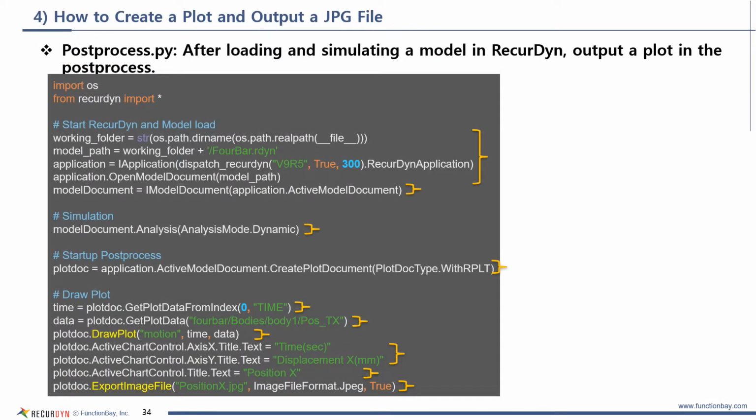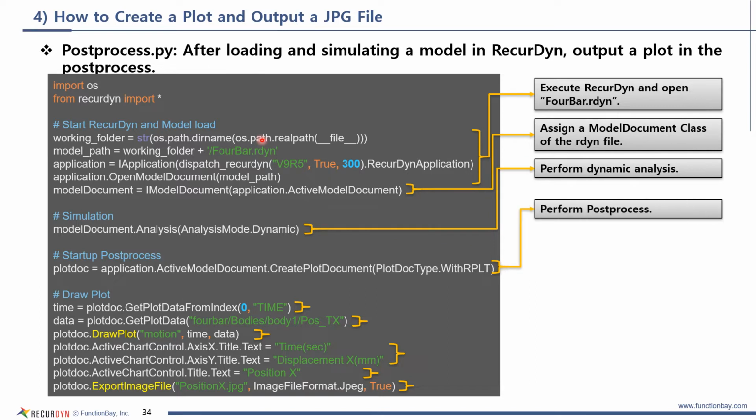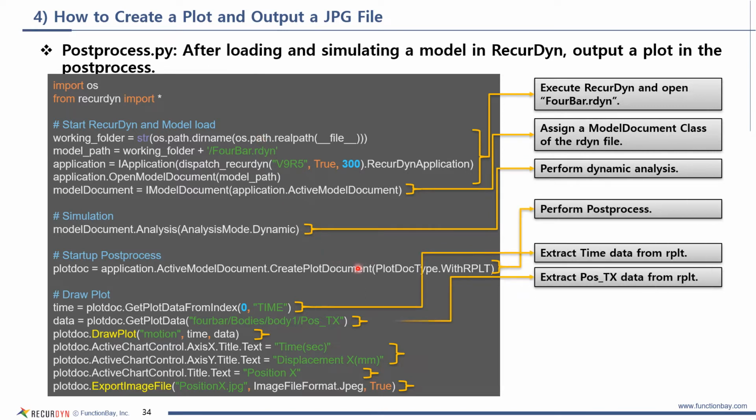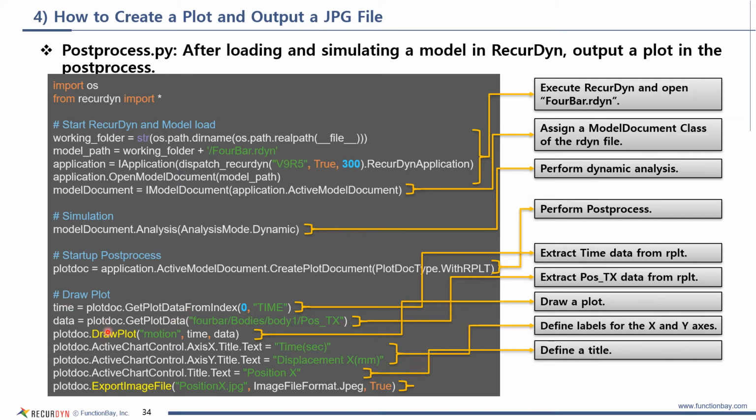This is an example of drawing a curve in plot. After executing RecurDyn as in the previous example, open the 4-bar RDFunctions file. After simulation, start the post process. After that, draw a curve using drawPlot and set the label and title. Finally, save this plot as a positionx.jpg file.